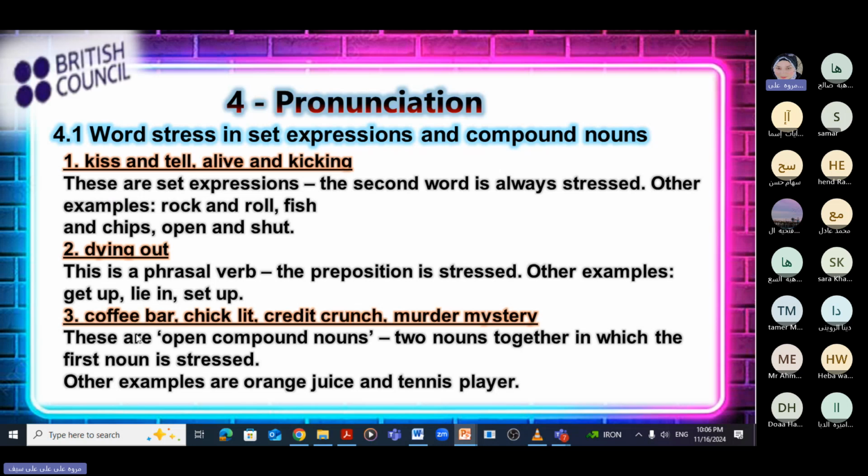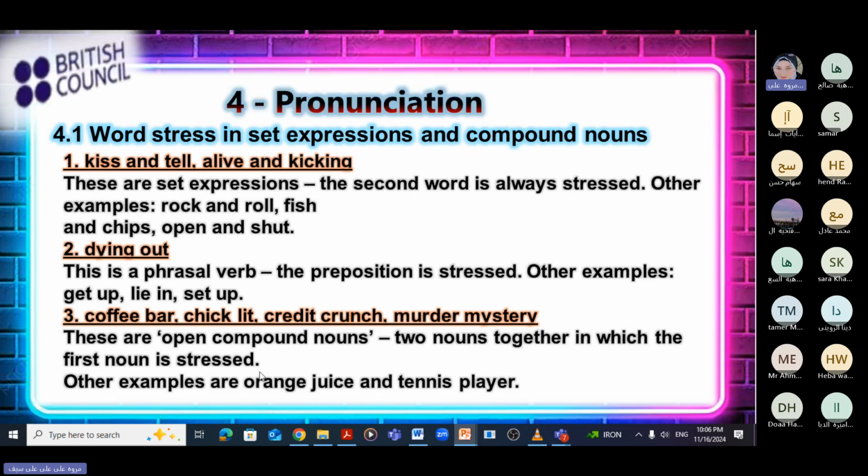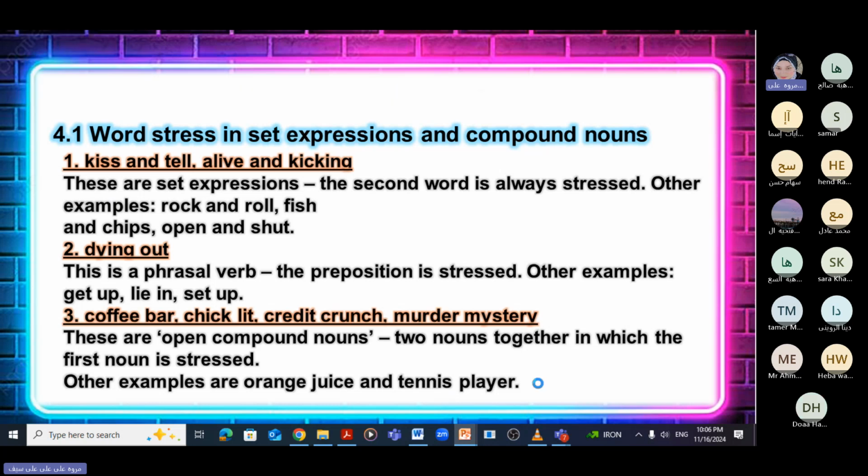And the third rule is for compound nouns like coffee bar, chocolate, credit crunch, murder mystery. There are open compound nouns, two nouns together in which the first noun is stressed. Other examples are orange juice and tennis player. Orange juice, tennis player, the first one is stressed.